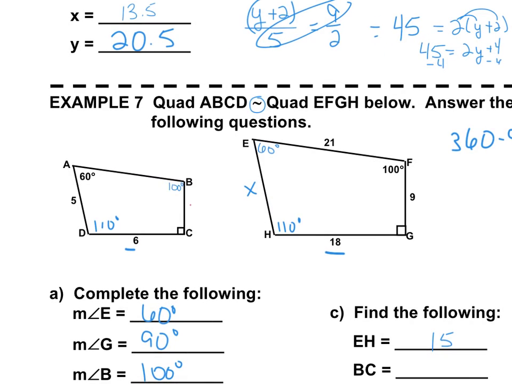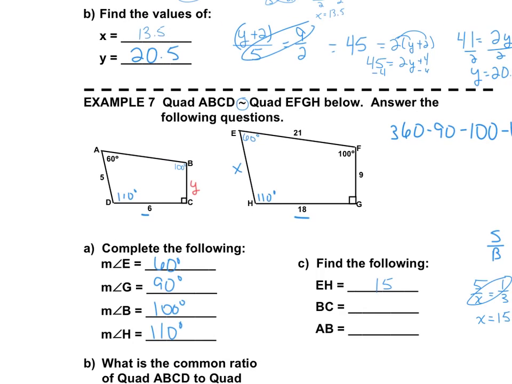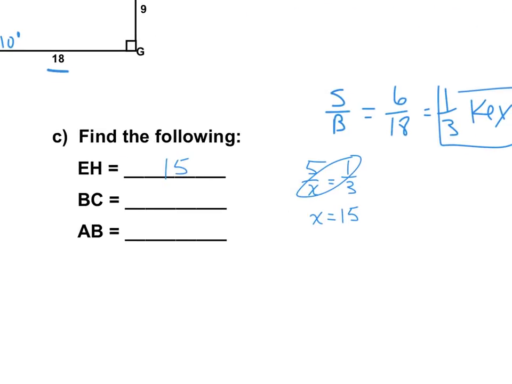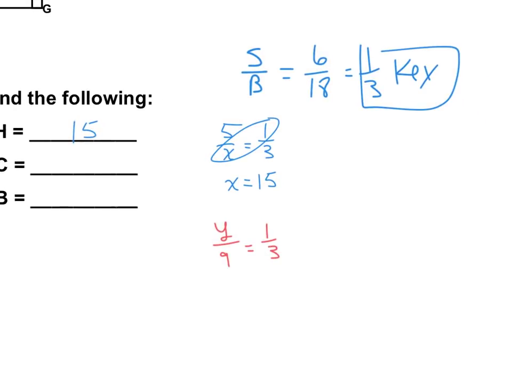Now I'm going to go to the next one, BC. I'm going to go ahead and throw a Y in there just so I know what I'm talking about a little bit easier. So again, I need small over big. That's going to be Y over 9, equals my key 1 over 3. Now I can cross multiply again. Looks like I have 3Y equals 9. I divide both sides by 3, and I get that Y equals 3.